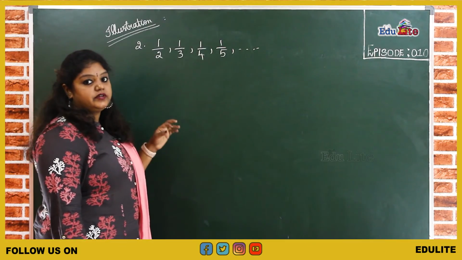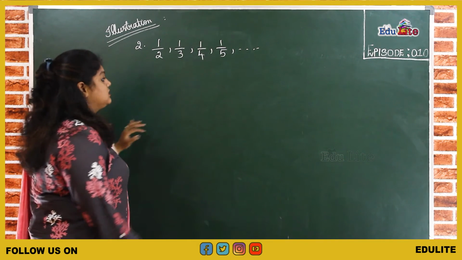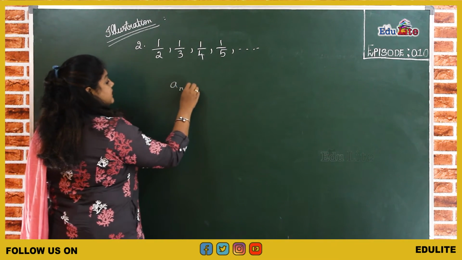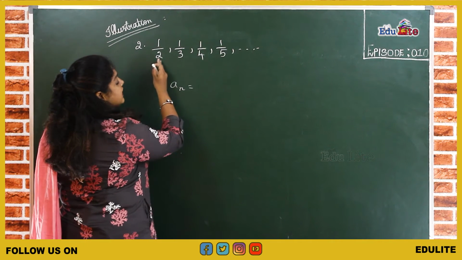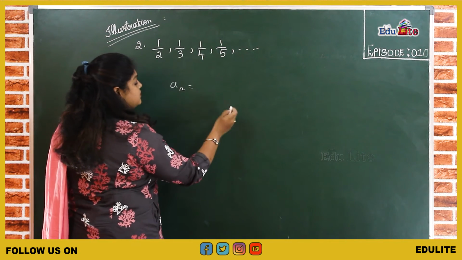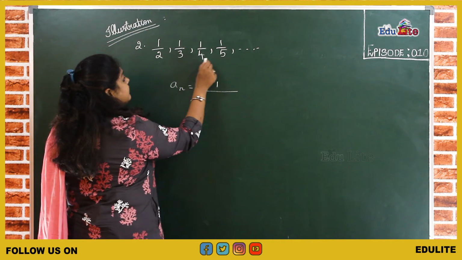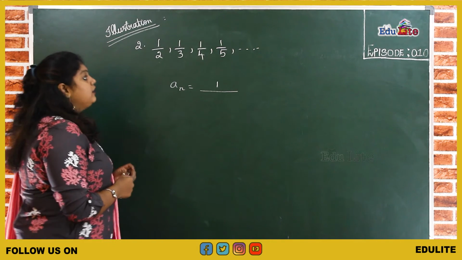This is the second illustration. We have to write the nth term for this sequence. The nth term is represented as a_n. If you see, in all the terms the numerator is 1. That is not going to change. Let us consider the numerator as 1, and we have to write the nth term for the denominator.